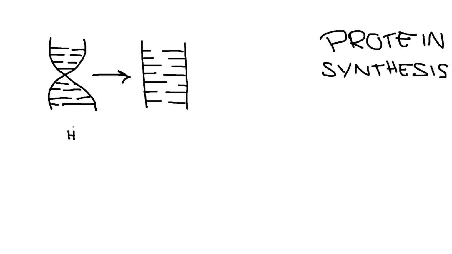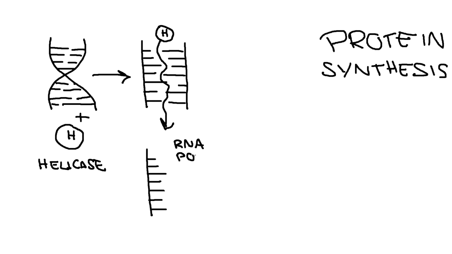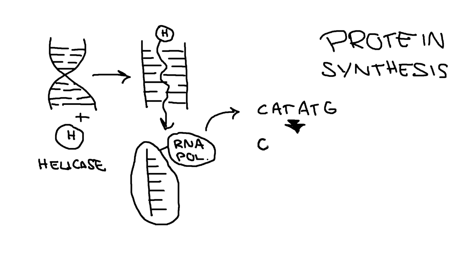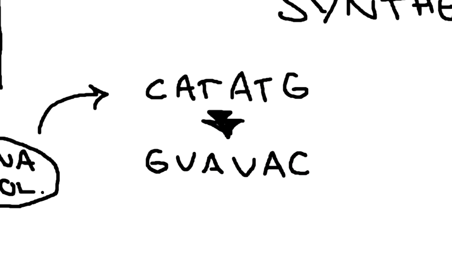In this process, the DNA gets unwound by an enzyme called helicase, leaving two half strands of DNA. Another enzyme called RNA polymerase comes along, reads one of these strands and constructs a complementary strand called messenger RNA, or mRNA for short. And in this mRNA, thymine bases, which are the ones labeled as T, are exchanged for uracil bases in their sequence.